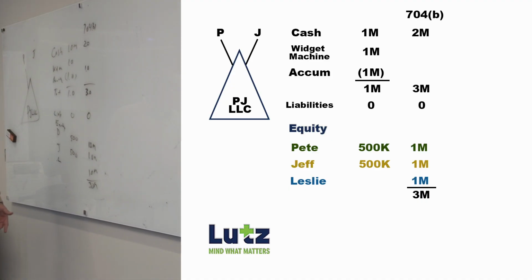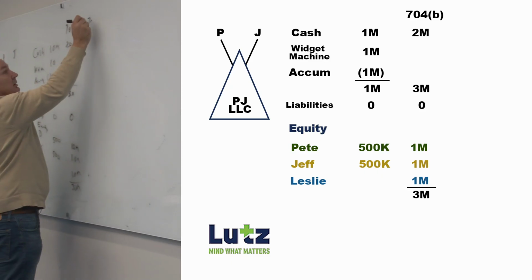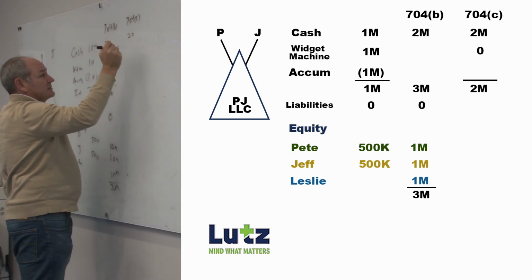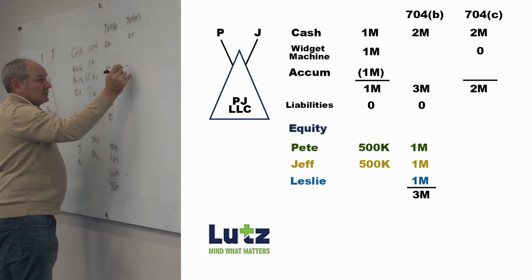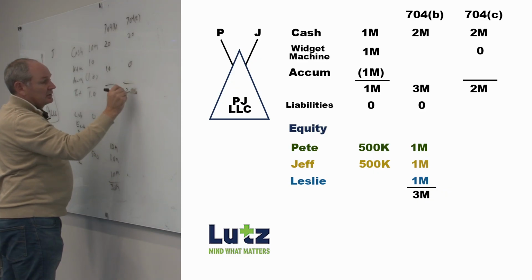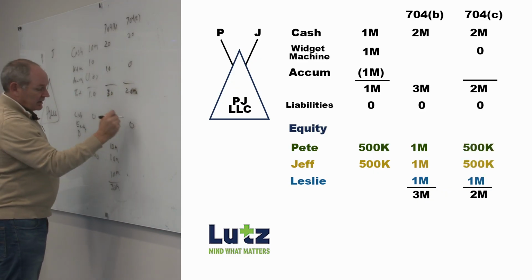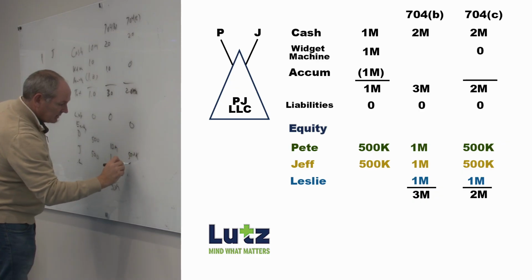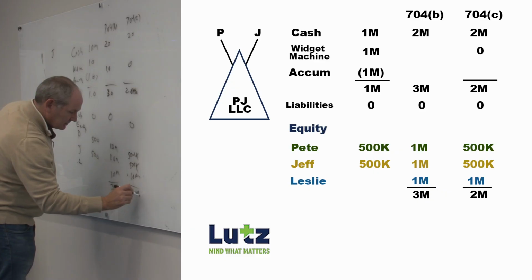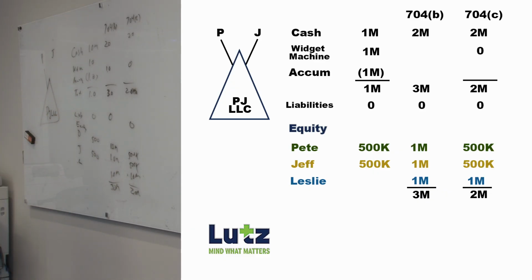What's my 704C? How much cash do I have? $2 million. What's the basis in the equipment? 0. $2 million. 0 liabilities, $500K, $500K, $1 million, $2 million. Now, do I have a short-term asset that I have to contend with? Do I have a long-term asset that I have to contend with? Do I have a depreciable asset that I have to contend with?